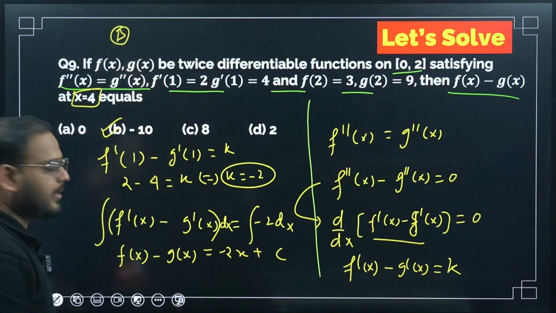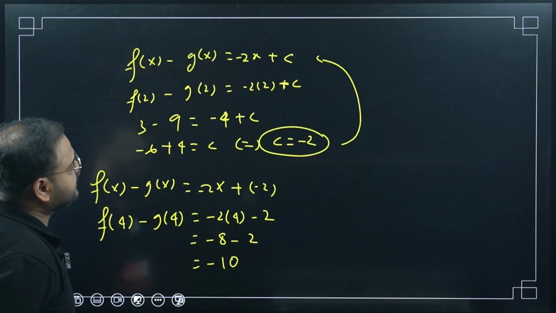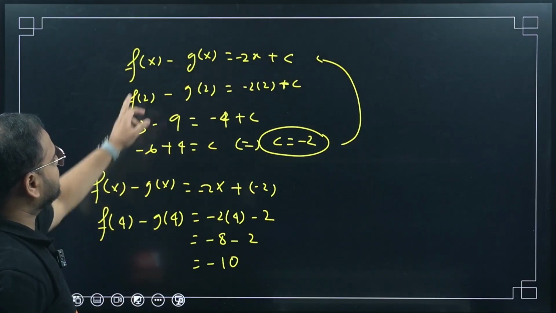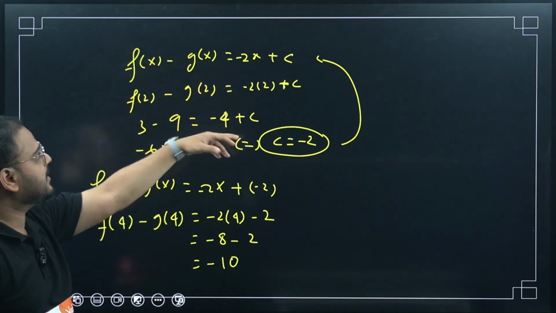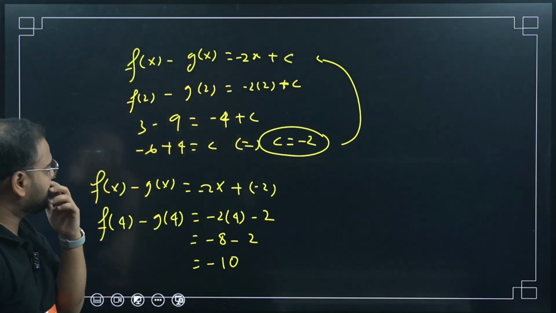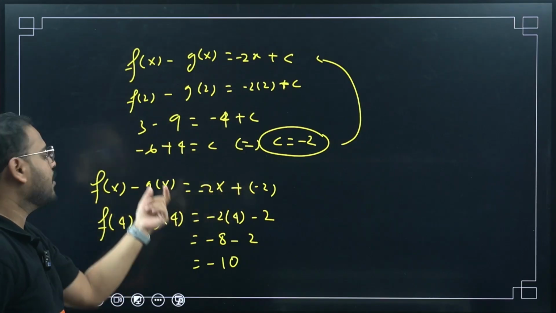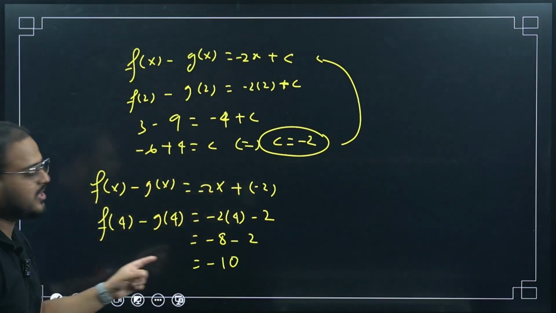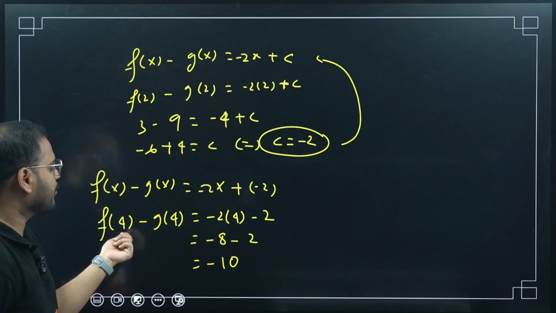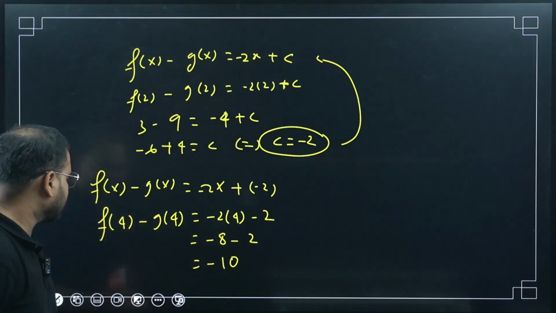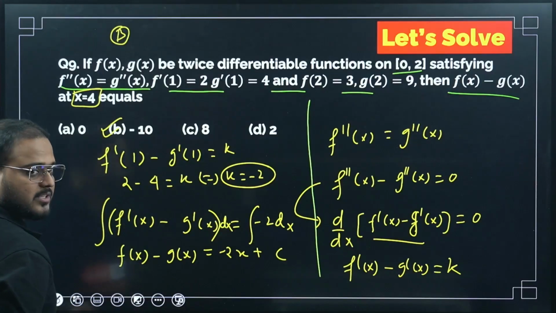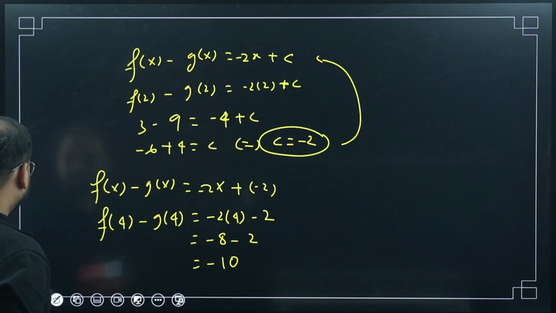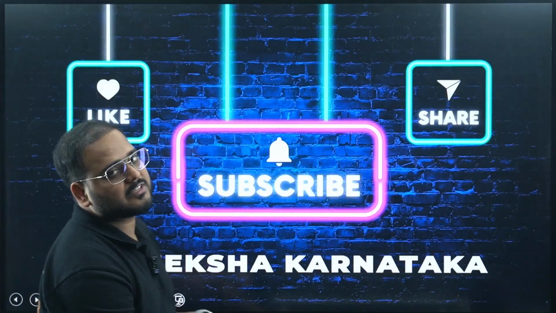Good question, no? Okay. I hope this is visible. Check the last page first. I got the f(x) minus g(x) as minus 2x plus c. Put the values from the given conditions of f2 and g2 to get c as minus 2. Put it back in the function of f(x) minus g(x) and got this result for x equals to 4 as minus 10. See from the first page. I hope this is visible. Yes? Alright. So this completes our revision part 2.